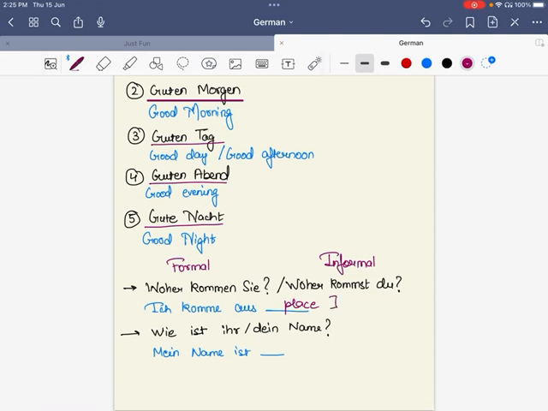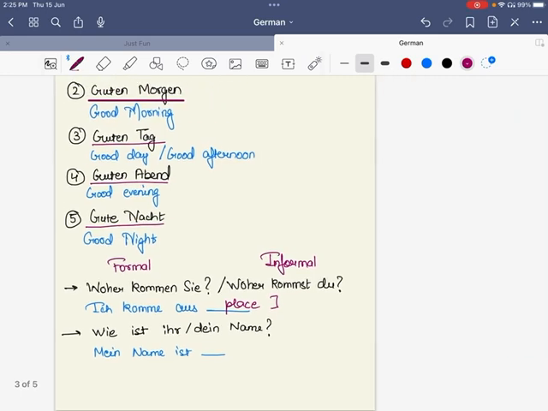This sentence will be translated as I come from and the place, which is the place where you are living currently. Okay, the next one is wie ist ihr or dein Name. So the first sentence is wie ist ihr Name or wie ist dein Name. It means what is your name? And the other person will respond mein Name ist dash, your name. So it is somewhat clear that the reply is my name is this.